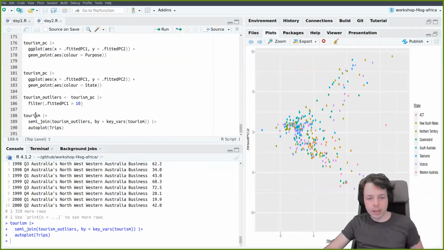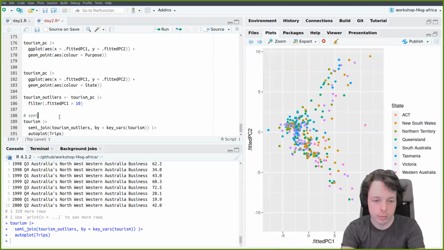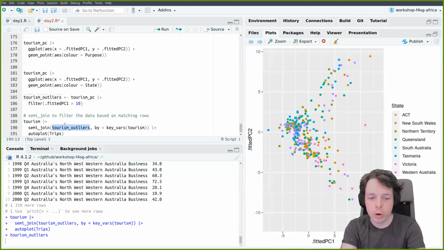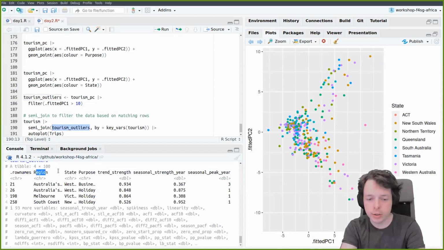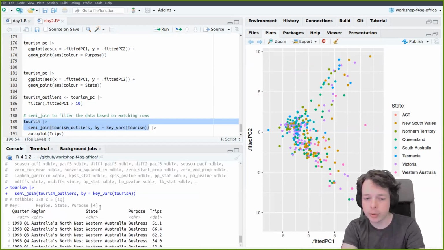Okay, so once again, for the join operations, we use a semi-join to filter the data based on matching rows. So we want to match these regions, states, and purposes. That's why we set by equals those variables in this tourism data set and keep only those rows. So that gives me my 4 time series.